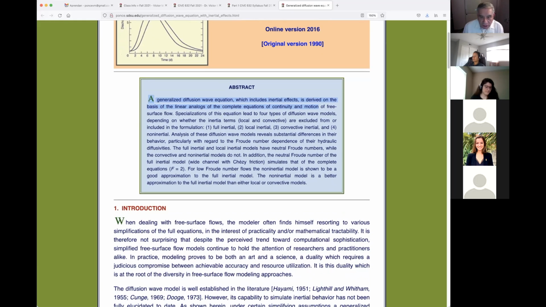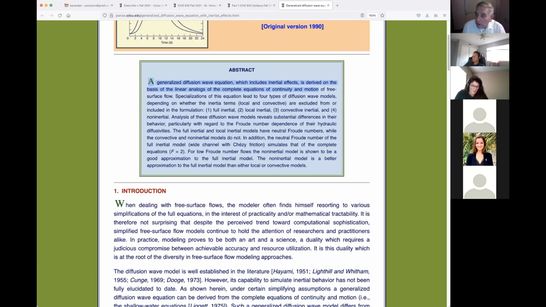So what we say in here is 4 types of diffusion wave models, depending on whether the inertia terms are excluded or included. So full inertia, with the 2 terms included. Local inertia, when only local inertia is included. Convective inertia, only convective inertia included. And non-inertial, where both of them are excluded.